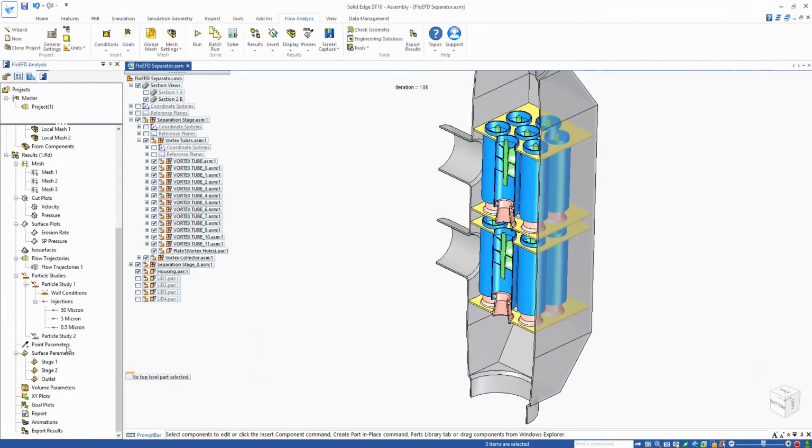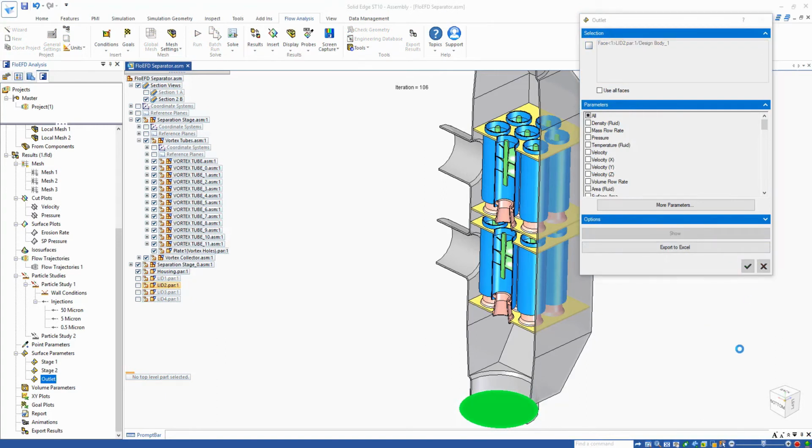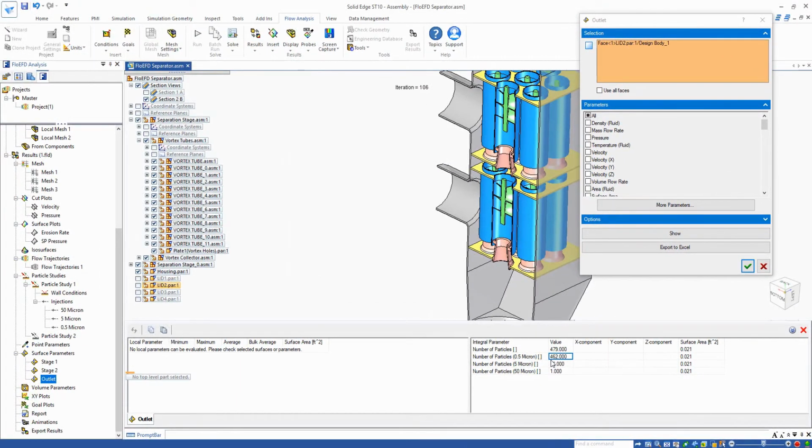And then finally, if we look at the outlet to understand how many particles are going down there, we can see that only 0.1% of the 50 micron particles are getting through, but for the 0.5 micron, 462 of the original 1,000 particles are getting through. So only a 53% separation efficiency at 0.5 micron.